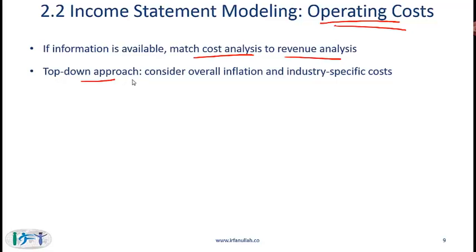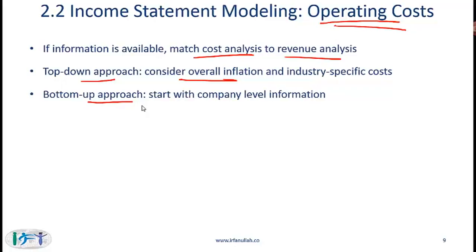Why does it exist, or how does it exist in the context of cost? If you think about the cost that a particular company faces, one way of estimating that cost is to figure out what are the major inputs or the raw materials for a given company, and then determine the overall inflation or overall industry costs, and use that information to estimate the costs for a company. That would be a top-down approach. A bottom-up approach would be to start at the company level and try to estimate future costs.